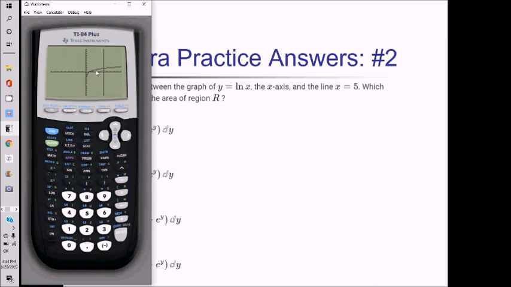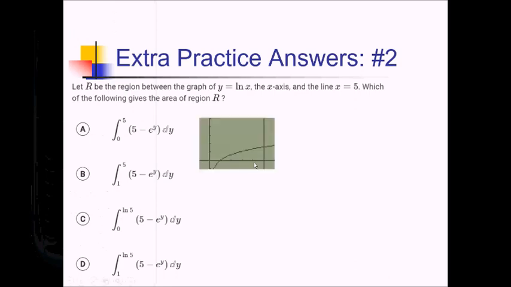All right, so that's a picture of what I'm dealing with here. Now, if you look at all the answer choices, they are all integrated with respect to y. So it would be much easier to actually do this with respect to x, because my function's already in terms of x. But if I want to integrate with respect to y, I need to convert this, rewrite this.